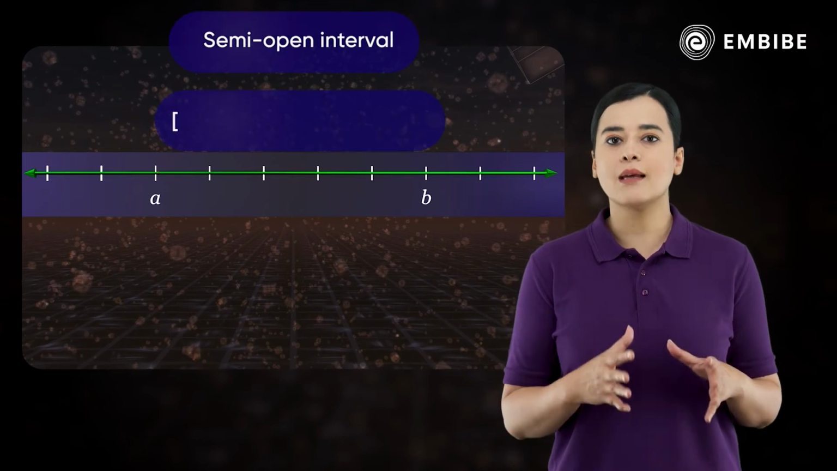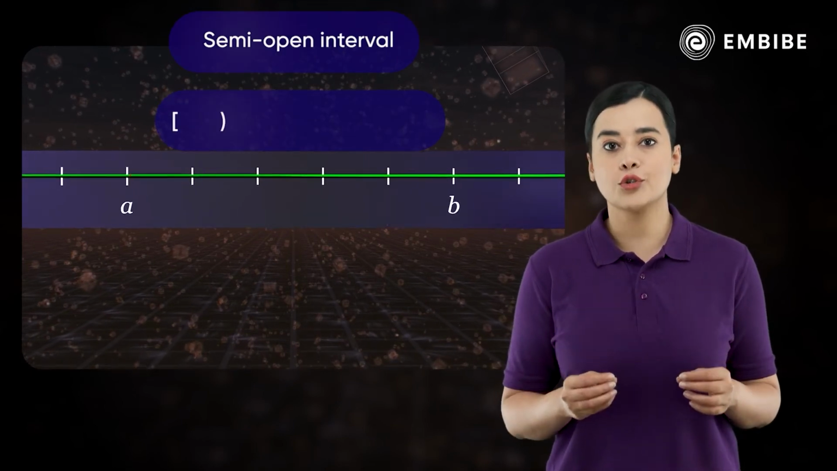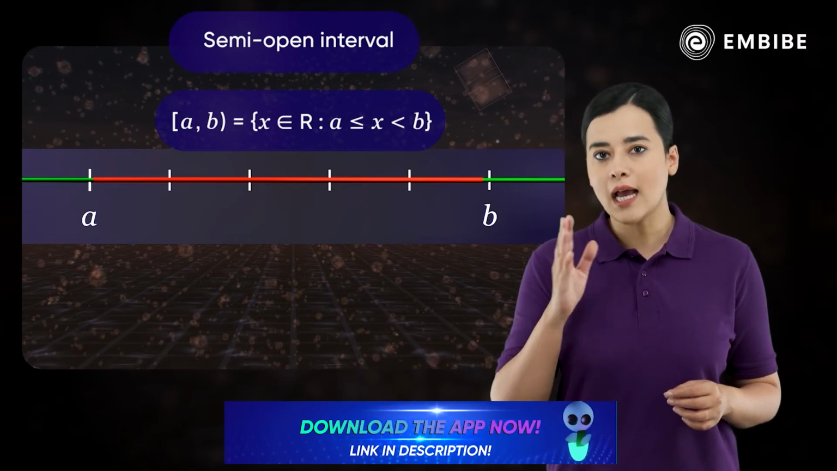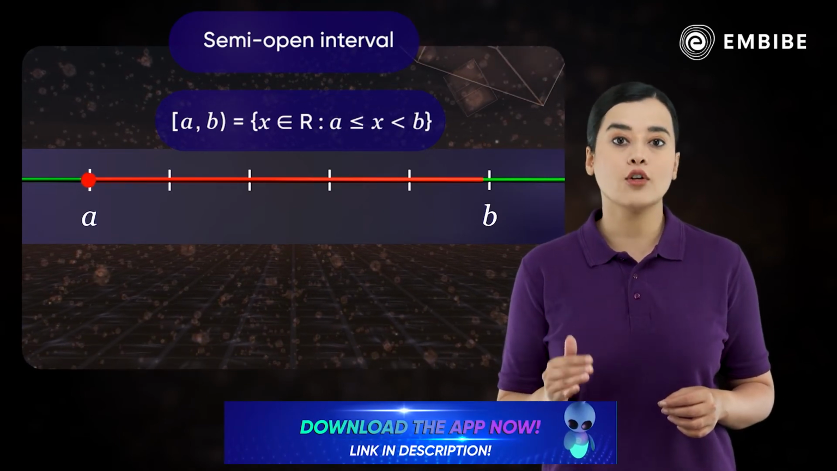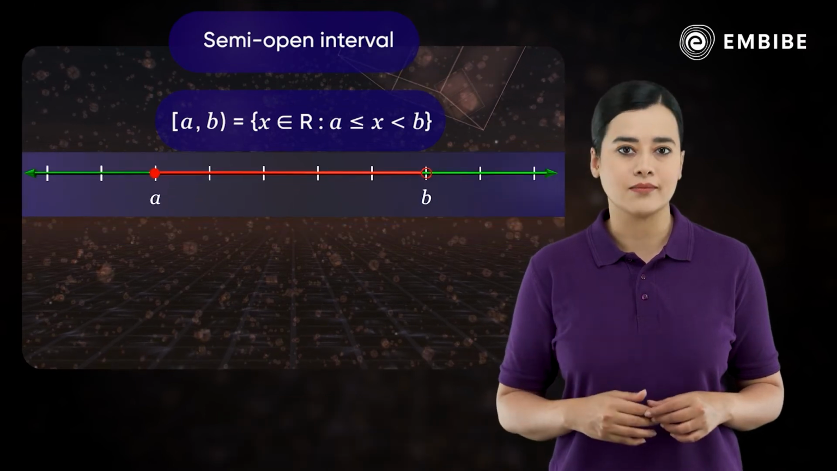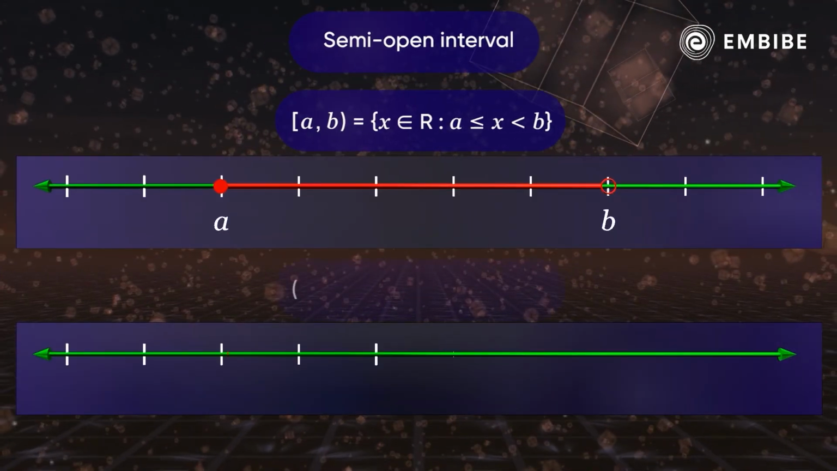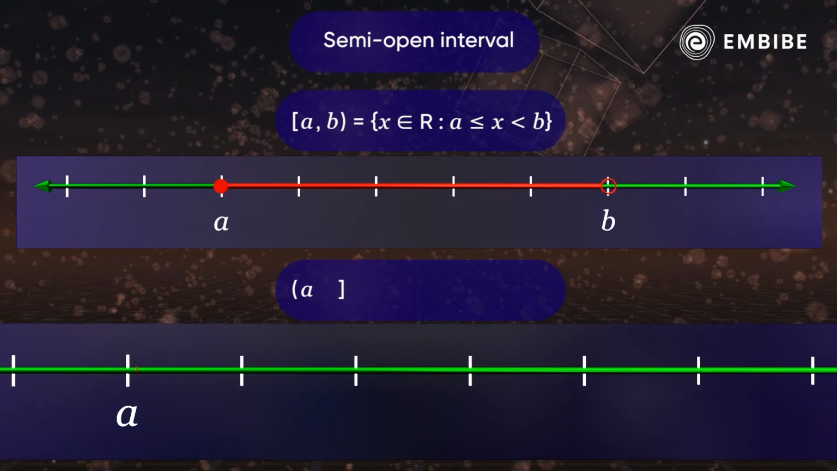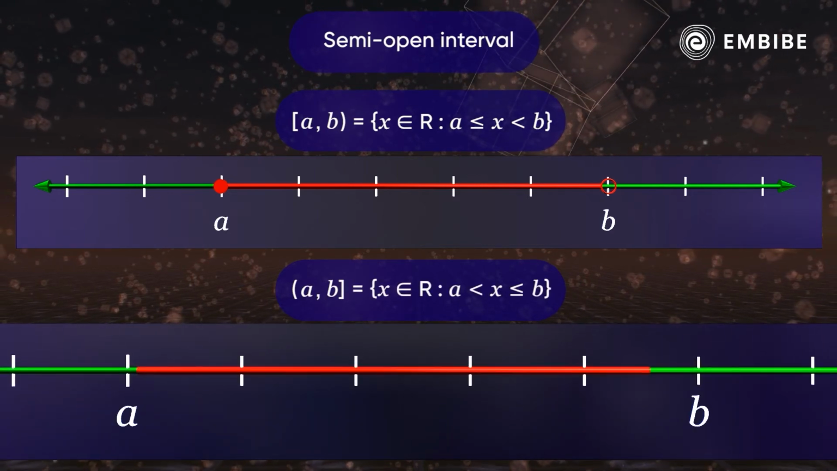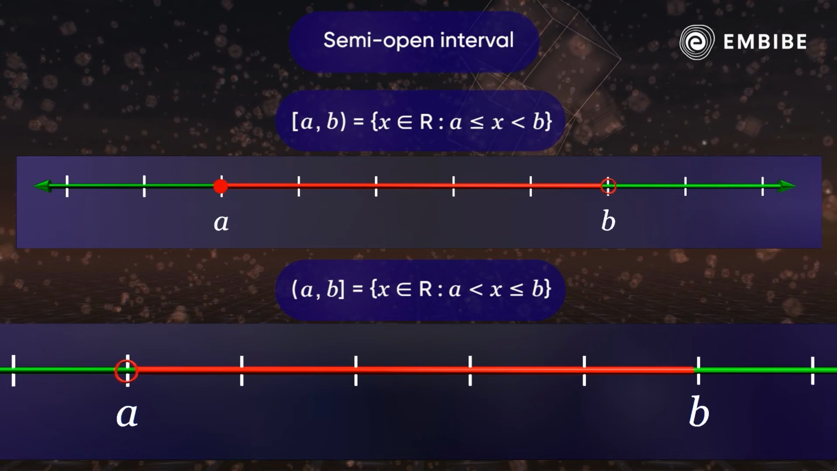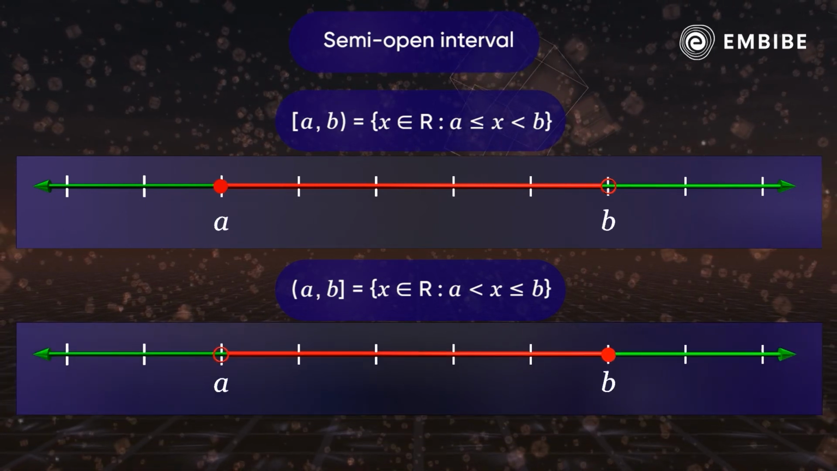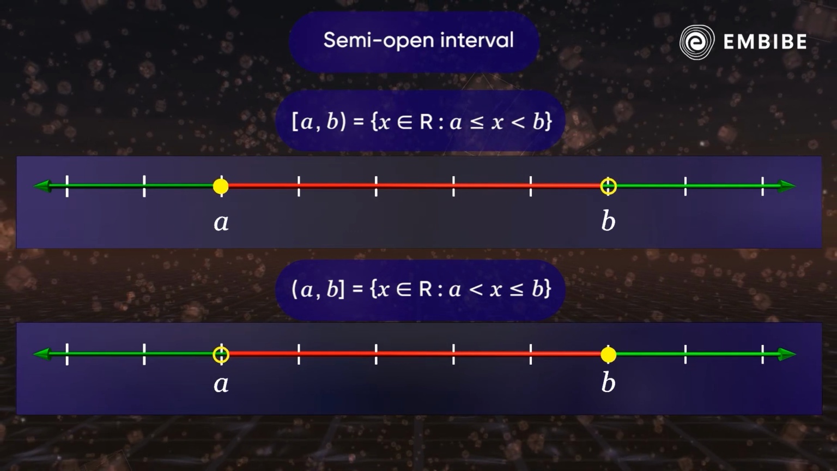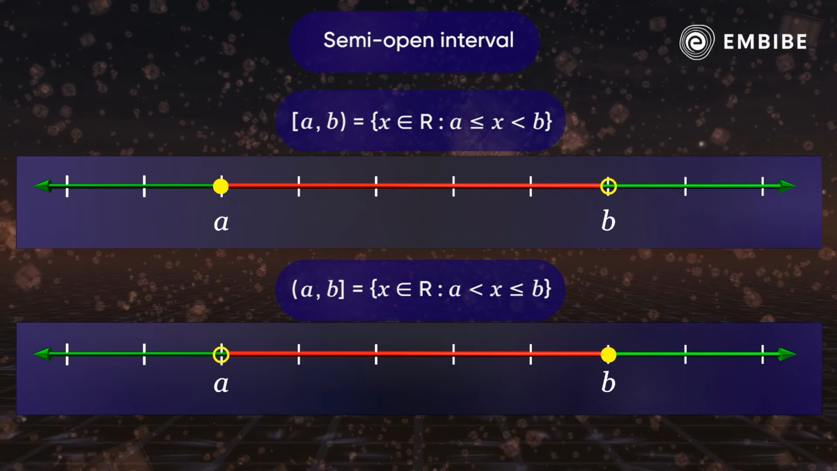That is, a semi-open interval with a closed bracket to the left and an open bracket to the right, [A, B), would have all the real numbers greater than or equal to A and less than B. Similarly, a semi-open interval with an open bracket to the left and a closed bracket to the right, (A, B], would have all the real numbers greater than A and less than or equal to B. On a number line, this can be shown with an open dot on one side and a closed dot on the other.